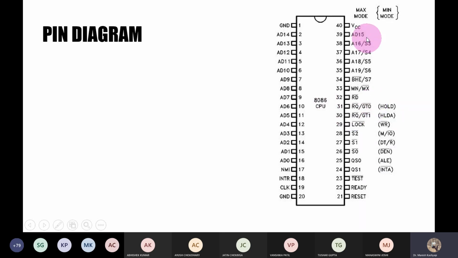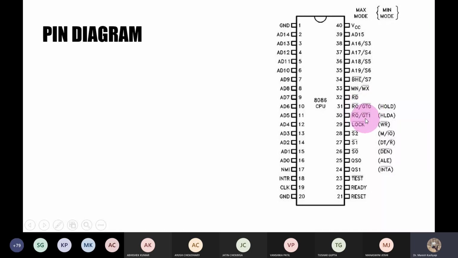Now there are these pins. If you operate this in maximum mode, then the meaning of these pins will change. Let me start with RQ/GT0 and RQ/GT1. In similar fashion to hold and hold acknowledge, the terminology has changed for when we are using it in maximum mode: request and grant. RQ means request, GT means grant. So an external device will request something and that request will be granted. It is indicated on pin numbers 31 and 30.